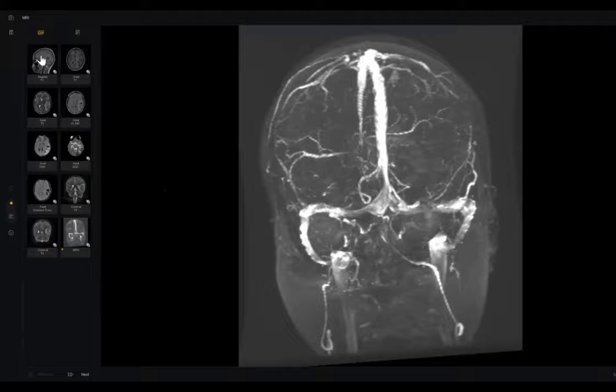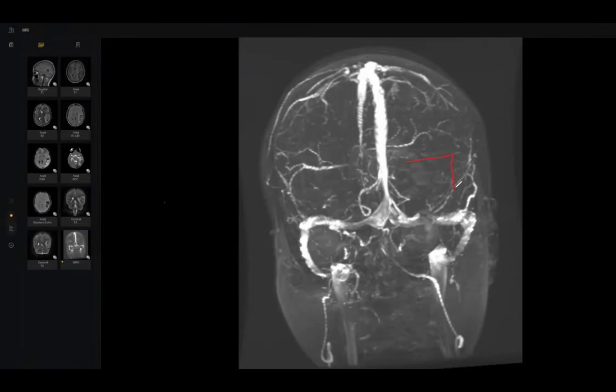Did you find any? Yes, fewer branches are seen on the left side. Excellent. The main dural sinuses are patent, but the cortical veins, this one and this one, are not shown here.